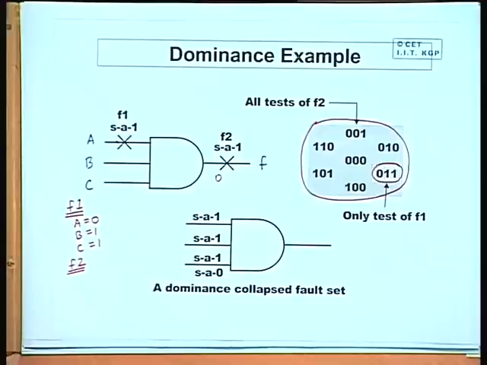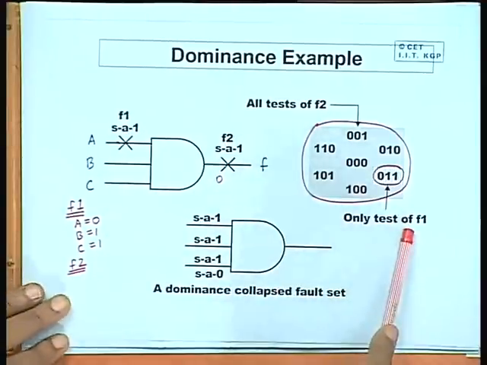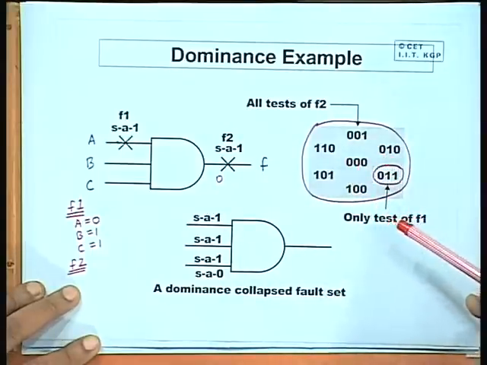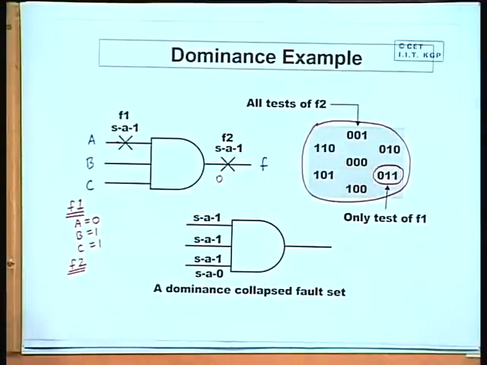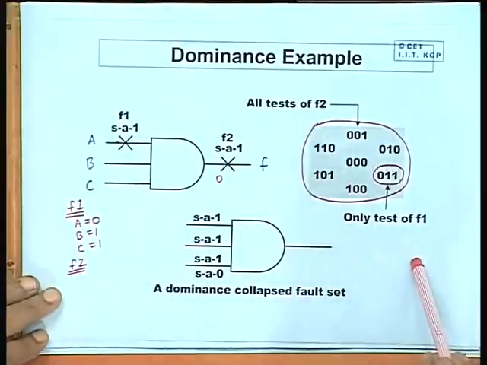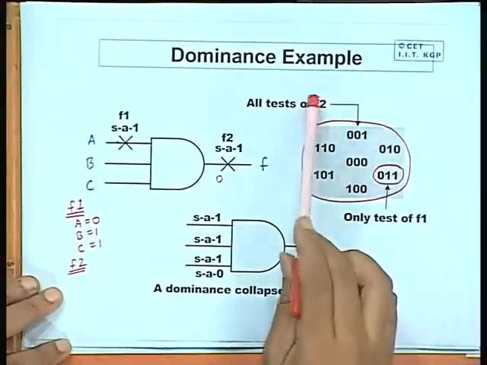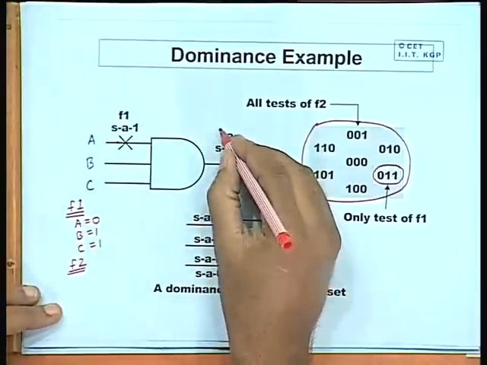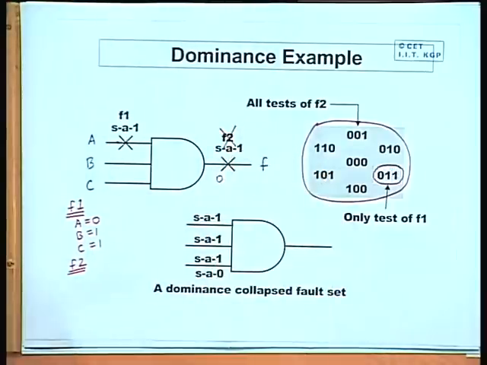Now, in this example, who dominates whom? See, I can say a test for F1 will also act as a test for F2, but not the reverse, which means F2 dominates F1 and I can remove F2 from the fault list.